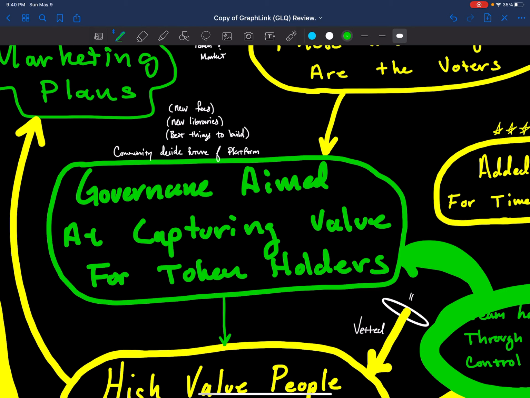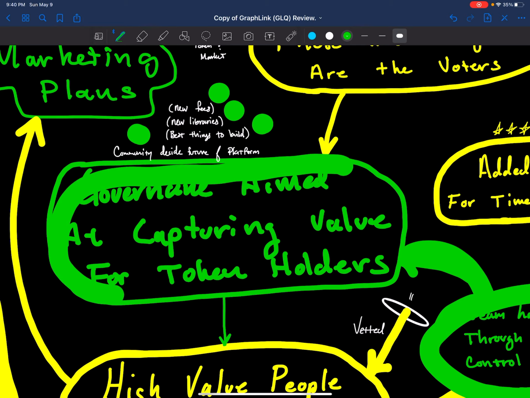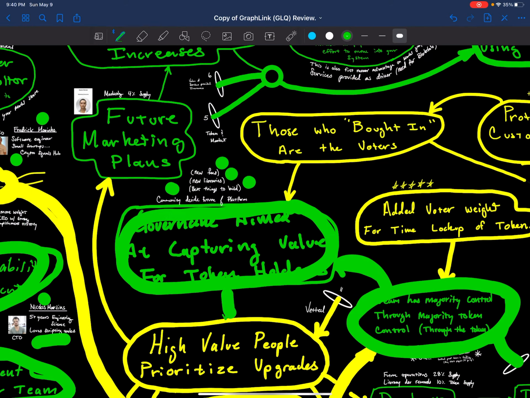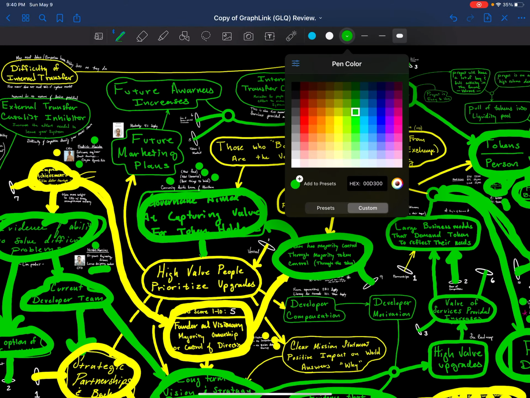As far as governance, you'll be in control of fees, you'll be in control of whatever's added, nodes added to their software kit. You'll direct the best things to build. The governance will vote on what's the best services to build from the team, and the community decides the future of the platform. So the token is ownership of the platform, which is once again what you like to see.